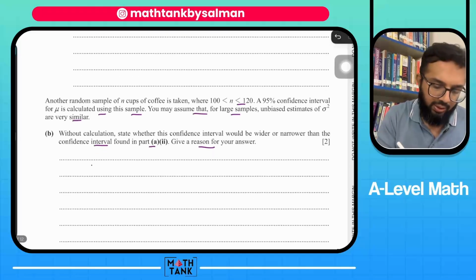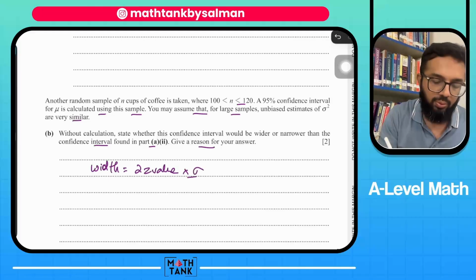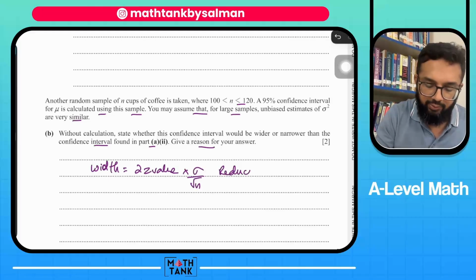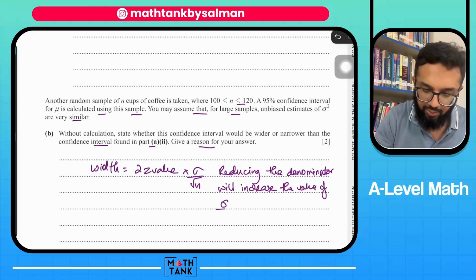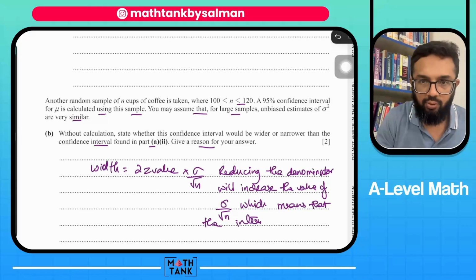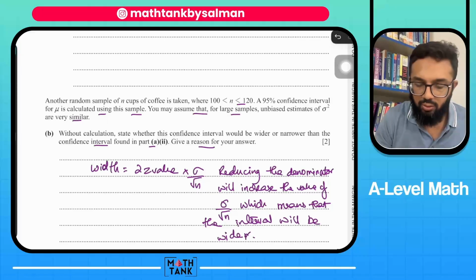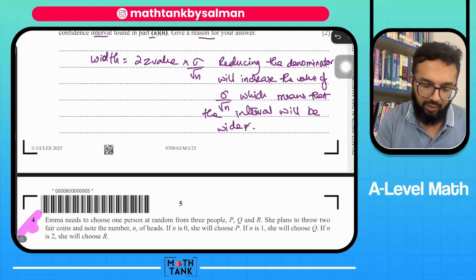Okay, so the width of a confidence interval is 2 times z value times sigma over root n. Reducing the denominator will increase the value of sigma over root n, which means that the interval will be wider. Okay, I think that's enough explanation for this.